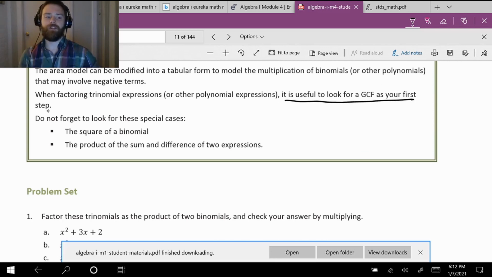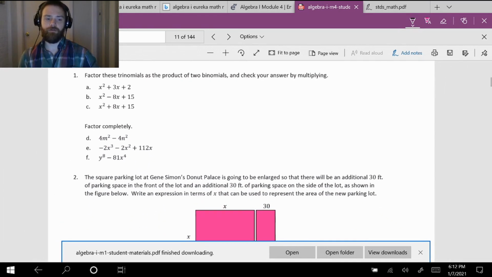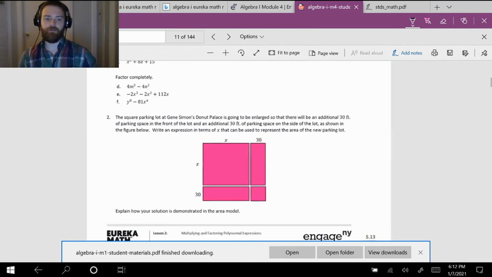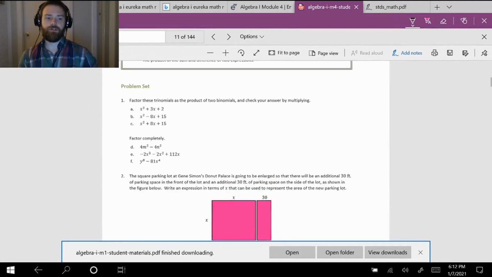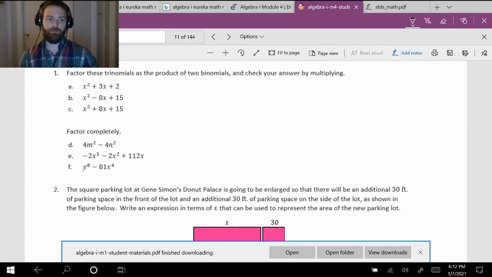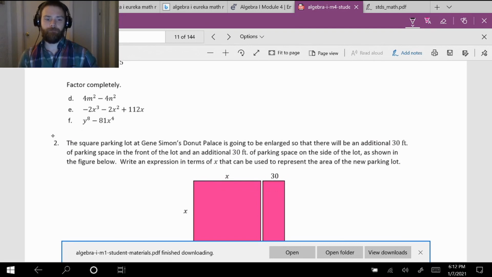when factoring trinomial expressions. Look carefully for a GCF as your first step. Do not forget to look for these special cases: the square of a binomial, the product of the sum and difference of two expressions. So here's some factoring ideas down here, some situations where you have to factor. So there we go. So I'm going to leave you, I think 1 would be good. Yeah, 1 and then 2.